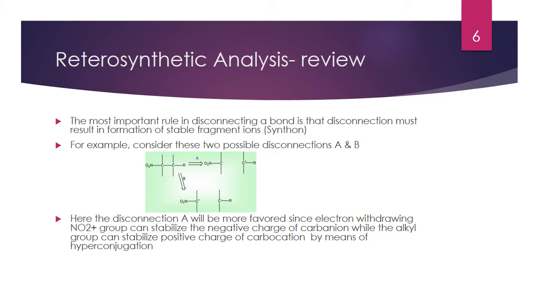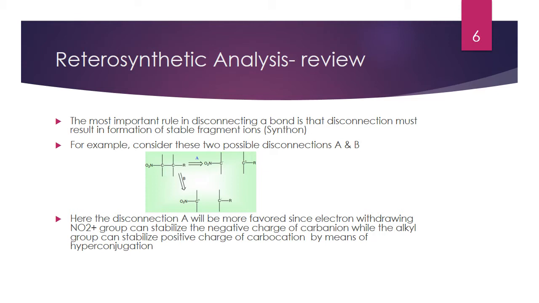One is the A disconnection. In the A disconnection, we have a negative charge on a carbon attached to a nitro group, and a positive charge on a carbon attached to an R group. And in the B disconnection, we have a carbon which is positively charged, attached to a nitro group, and a carbon which is negatively charged, attached to an R group. In the A disconnection, the negative charge is stabilized by the nitro group, since the nitro group can attract the negative charge, while the R group, because of hyperconjugation, can stabilize the positive charge. So both synthons obtained in the A disconnection are stabilized.